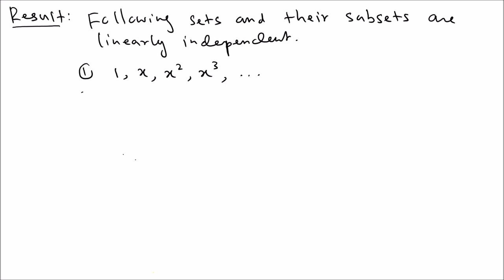And if you pick any subset, for example, 1, x, those are linearly independent. Let's say you put 1, x squared, x cubed, those are linearly independent. That's why I say any subset. This whole set is linearly independent, and even if you pick any subset of that, it is still linearly independent. Because if you make it smaller, it's always linearly independent. The problem comes when you add more.